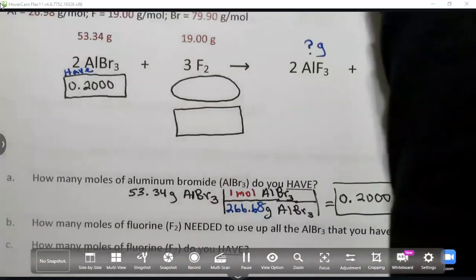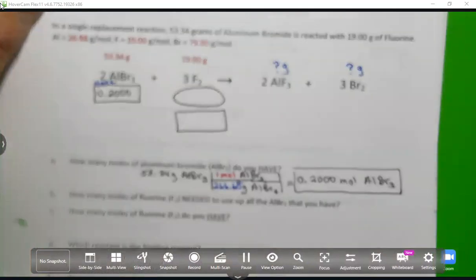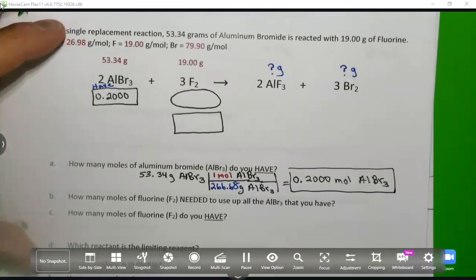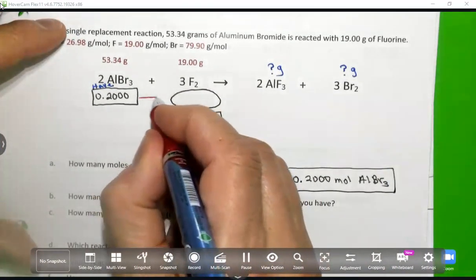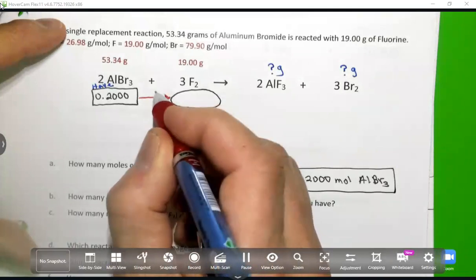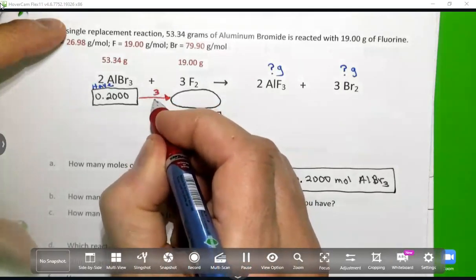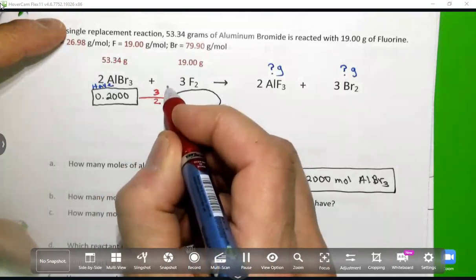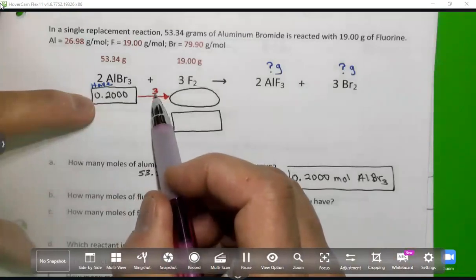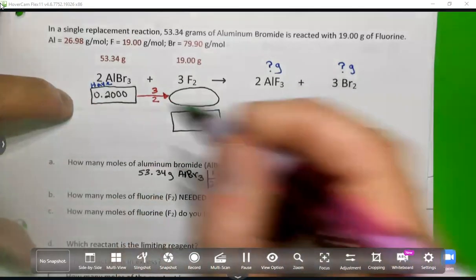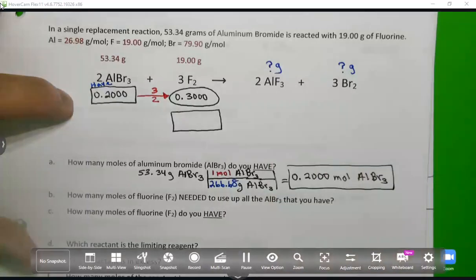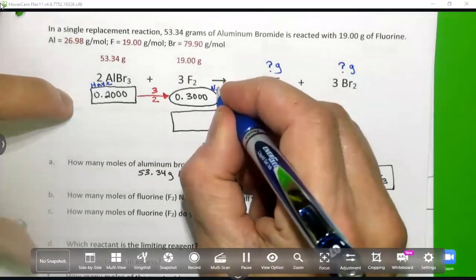So letter B, how many moles of fluorine are needed to use up all the aluminum bromide that you have? My mole factor fraction step right here is going to be 3/2. Yes, 3/2. So if I take 0.2 times 3, I'm going to get 0.6, and 0.6 divided by 2 is going to be 0.3. This is how much we need.